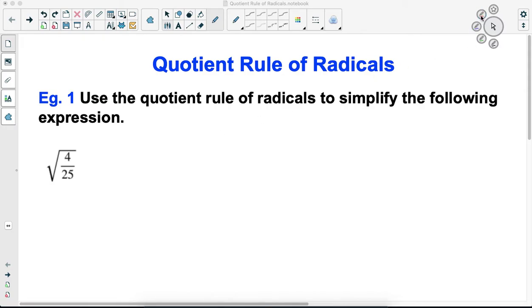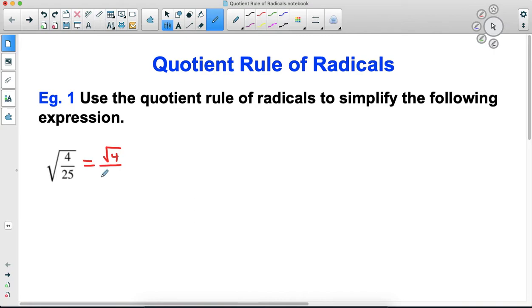Okay, so notice here that we're given a radical of a quotient, so we're going to rewrite this one as the quotient of the radicals. So we actually have that this is equal to the square root of 4 divided by the square root of 25. And the square root of 4 is equal to 2, and the square root of 25 is equal to 5. So we can say, therefore, the square root of 4 25ths is equal to 2 fifths. Let's take a look at another example.